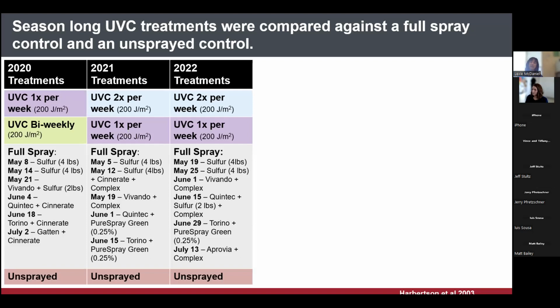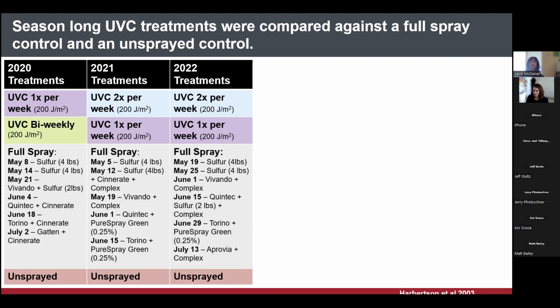So on the left are the treatments that we used, and then the products that we were using for our fungicide control. We repeated this experiment in 2020, 2021, and 2022. You can see that there are some different UVC intervals throughout the years. In 2020, we started doing it just once per week, and then every other week, so bi-weekly. And we found that the bi-weekly was not effective, and so we opted to tighten the intervals. So we added 2 times per week, and then we continued with the 1 time per week, and that was repeated in 2021 and 2022.